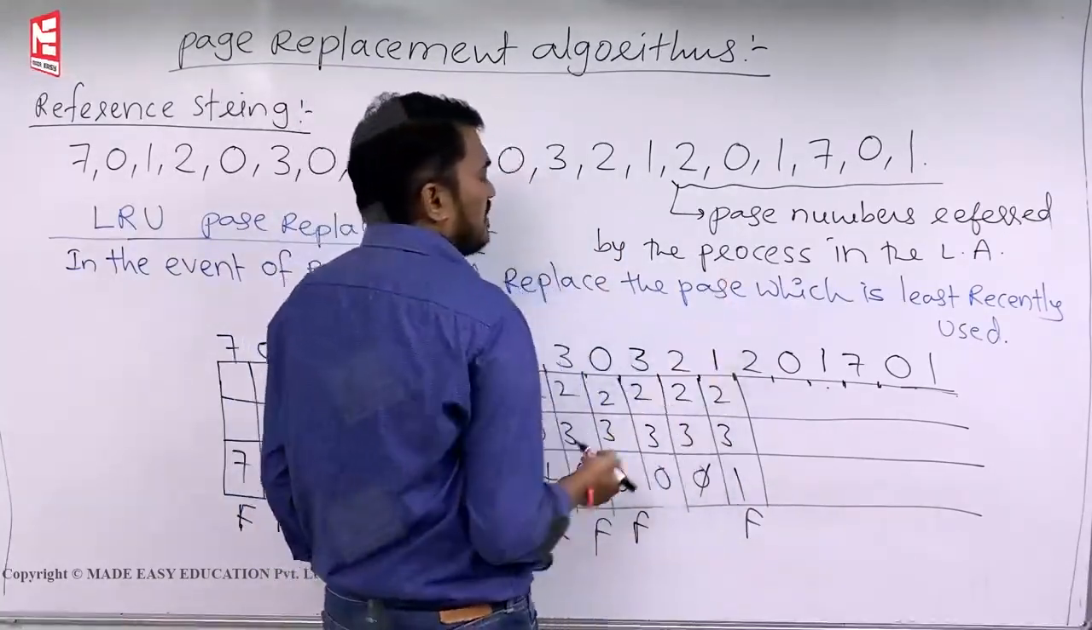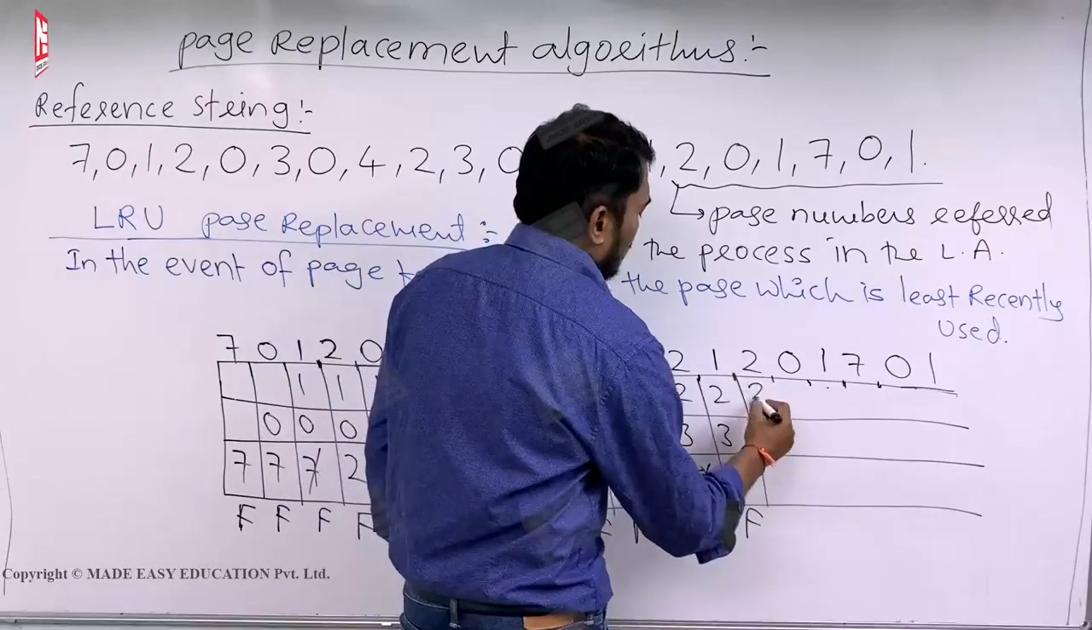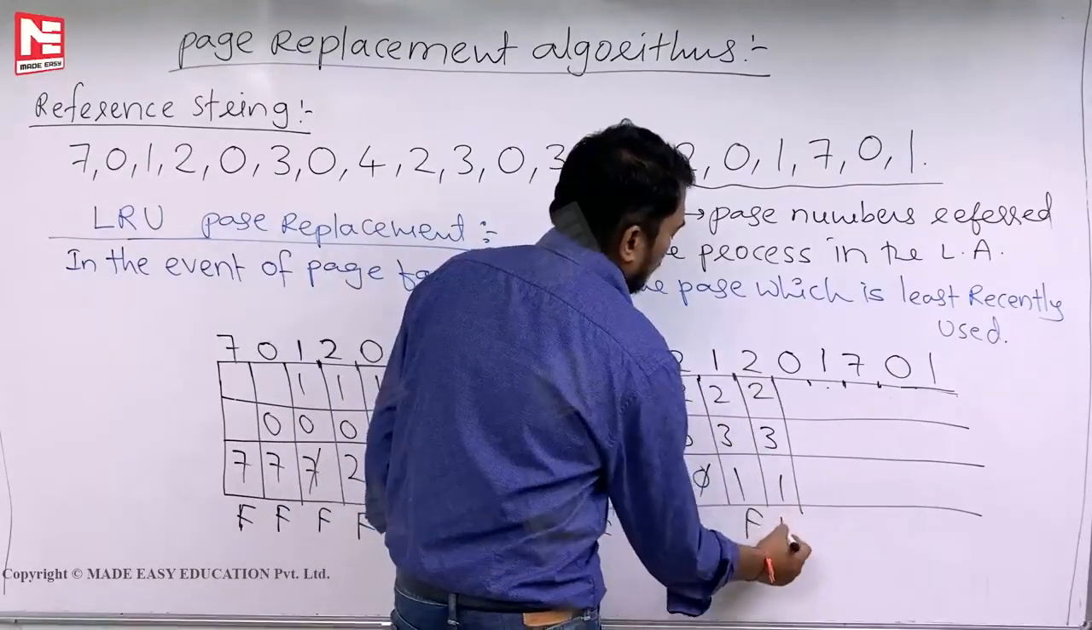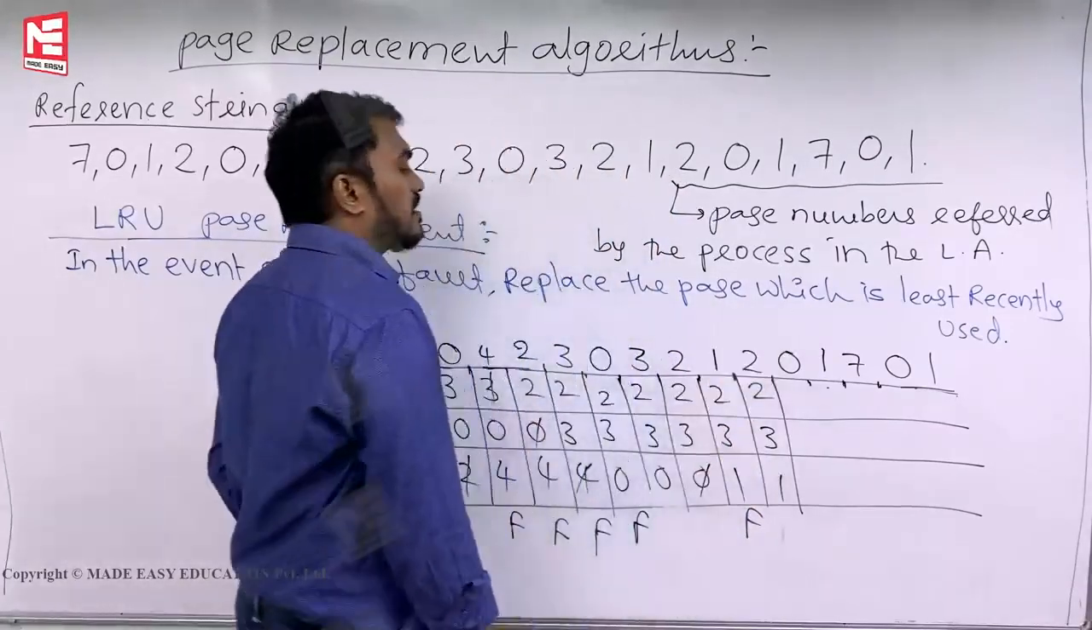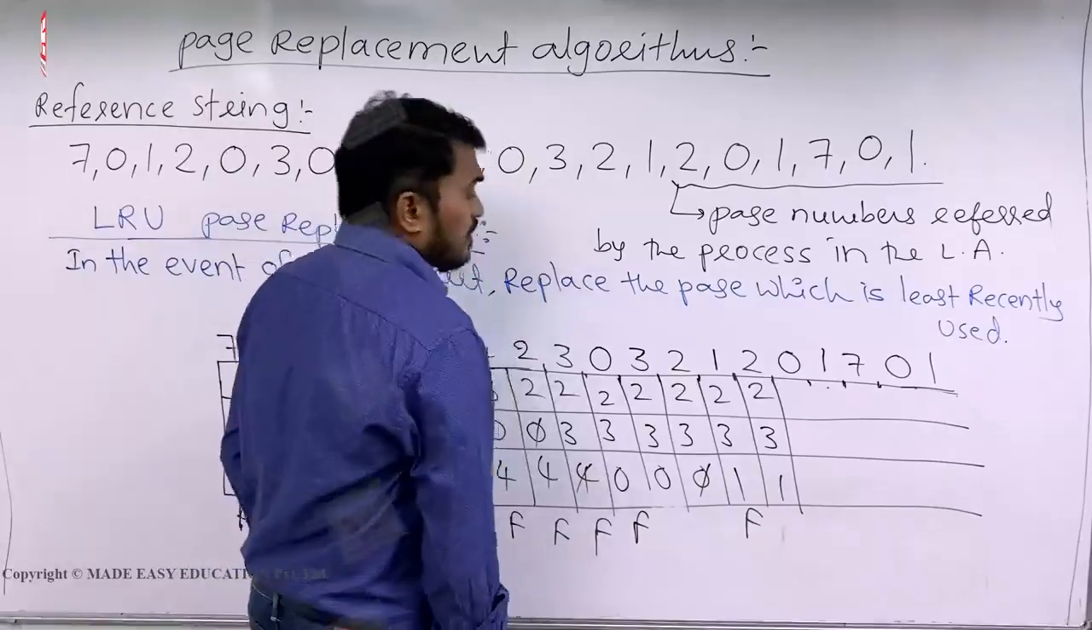Next is a 2. 2 is available. Yes, sir, it is available. So copy as it is. No page fault. Next is 0. Is 0 available here? No, not available. Which one do you replace now?